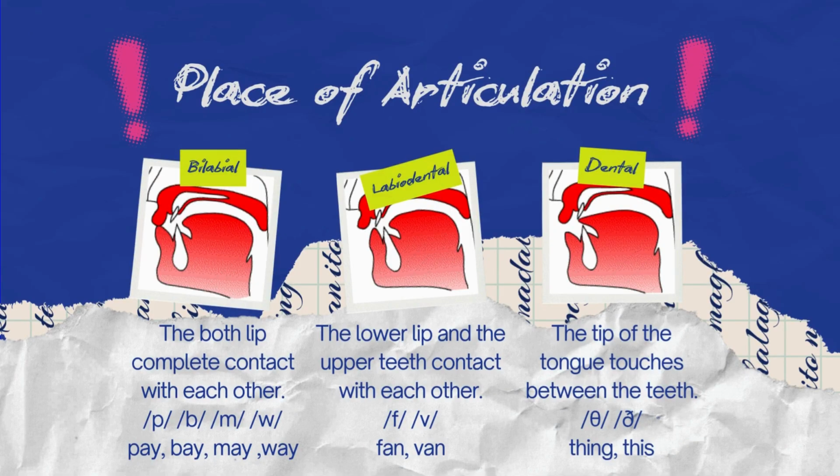The next one is dental. The sound is produced with the tip of the tongue between the teeth. There are two consonants in dental. The first one is produced without vibration, for example like "thing", and the second one is produced with vibration, like "those". You can feel the vibration on your vocal cords.